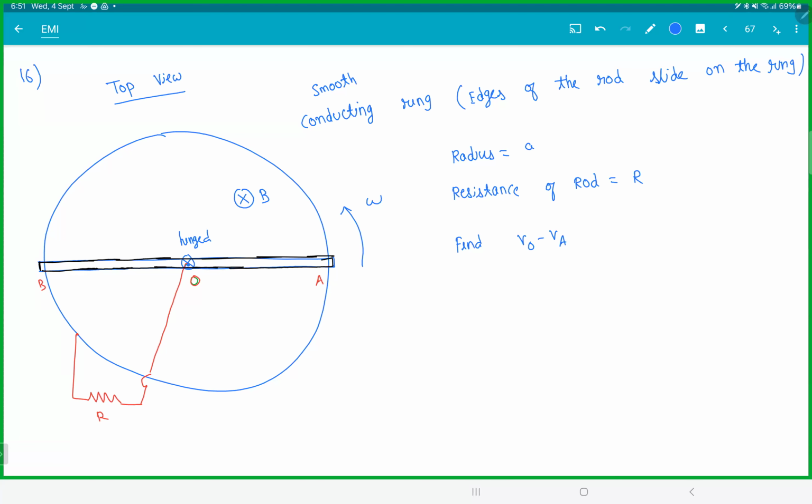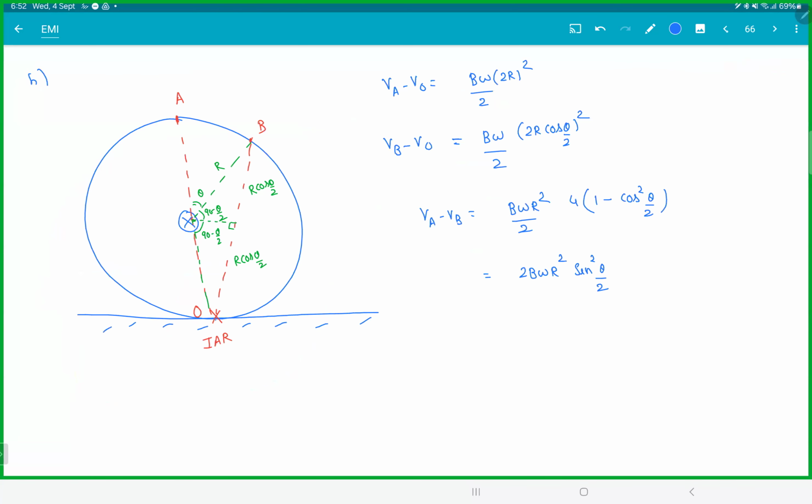How do we do this? You cannot directly say B omega L square by 2. Don't forget, B omega L square by 2 is EMF. EMF is different from potential difference. Till now, you didn't have a problem because there was no current in the circuit. In all the problems you did, there was no current.